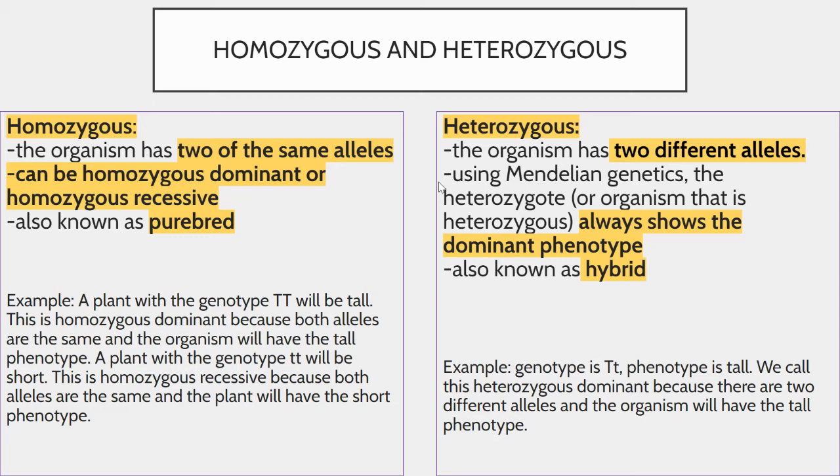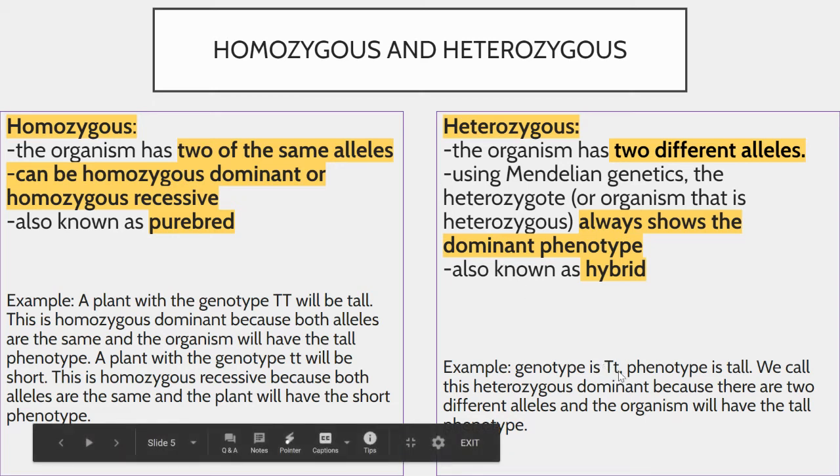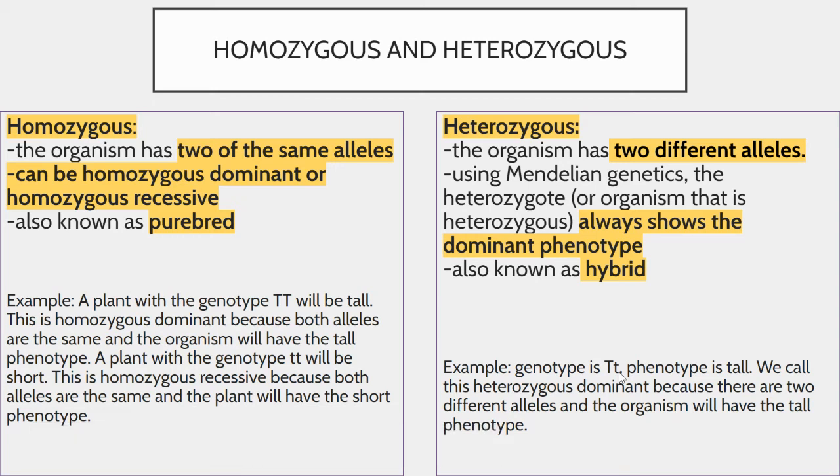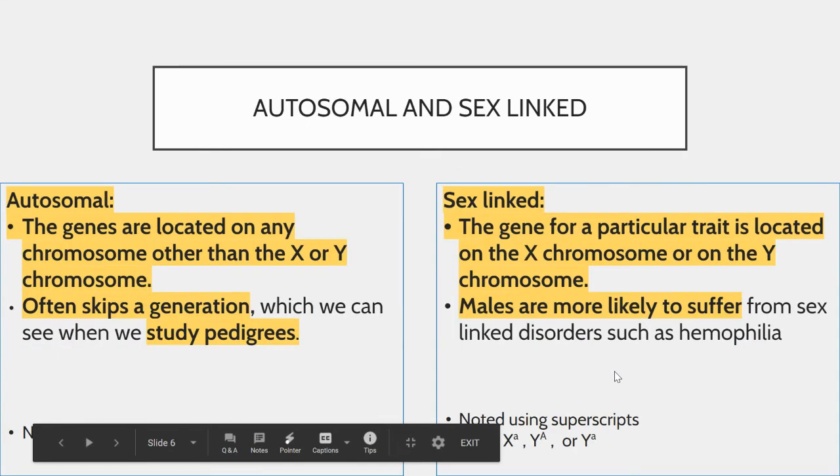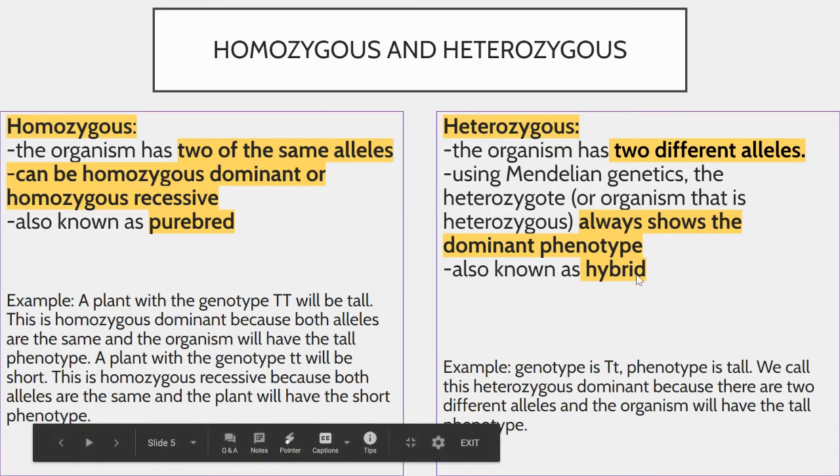The hybrid individuals are heterozygous and they have two different alleles. So the genotype big T, little t is actually hybrid or heterozygous. And the phenotype, the way this would appear, would be tall. And the reason that it would be tall is because the heterozygous ones always show the dominant phenotype in Mendel's genetics.